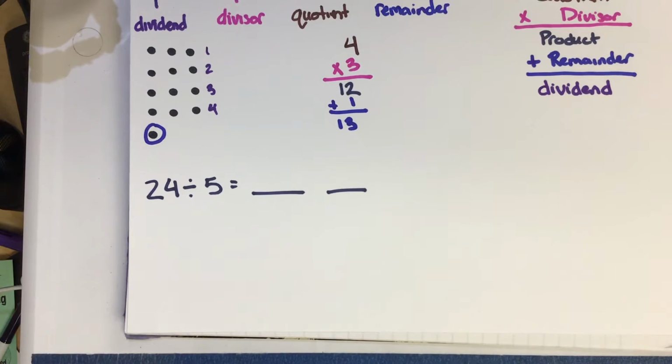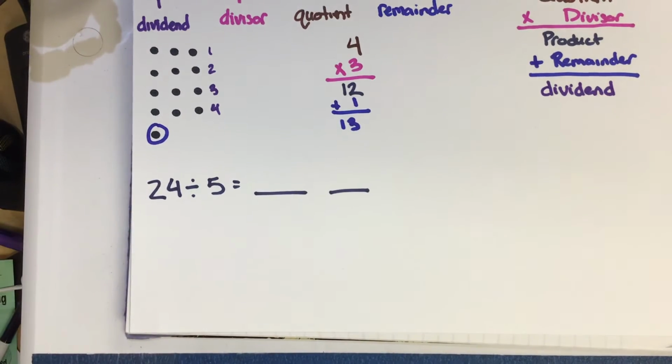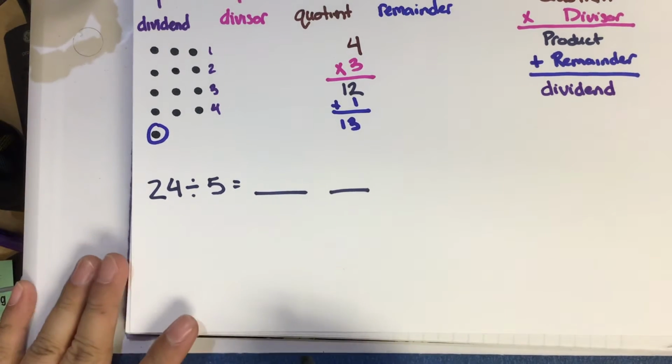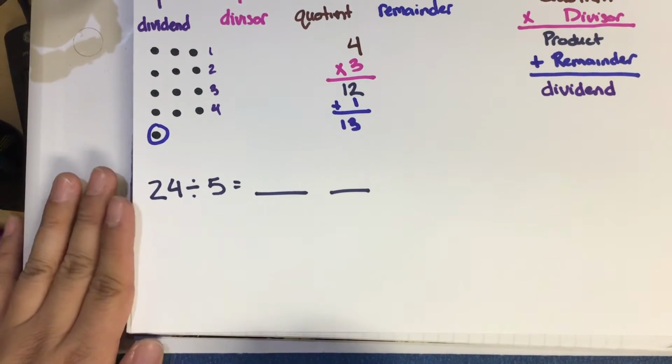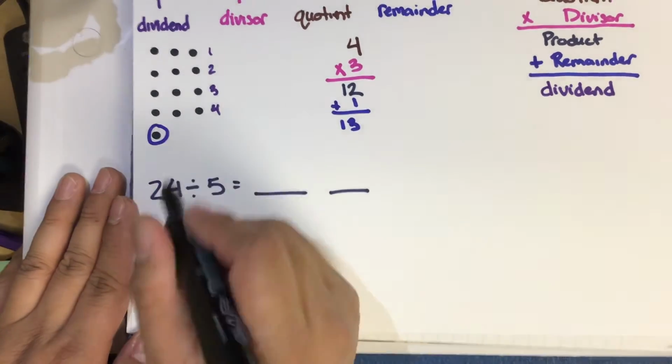All right, so welcome back. We're going to take a look at 24 divided by 5. We're going to draw out our array to see how many groups of 5 we can make from 24 and see if there's going to be any remainders, okay? So count with me and then make sure you're saying the word down when I need to move down a line, knowing that we made a group of 5, okay?